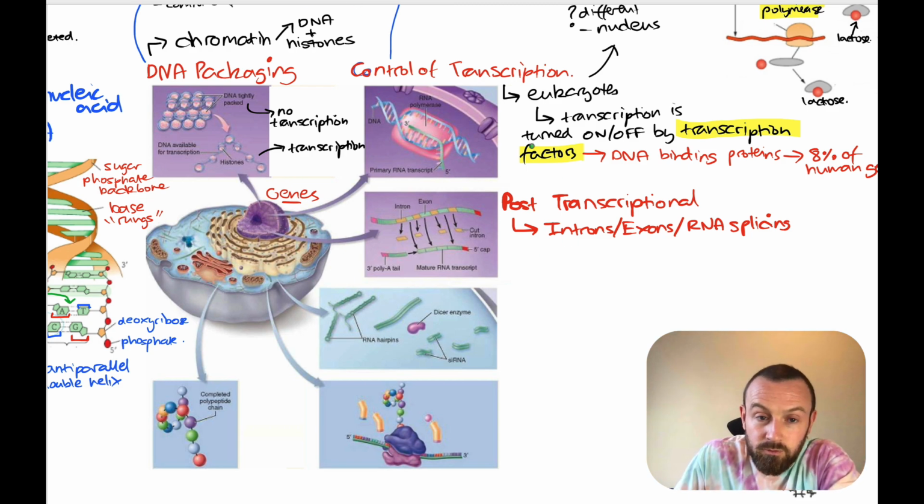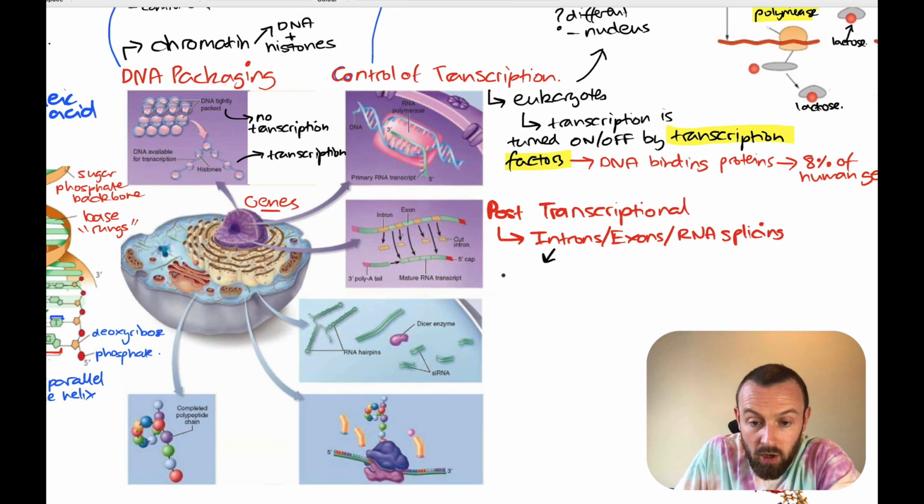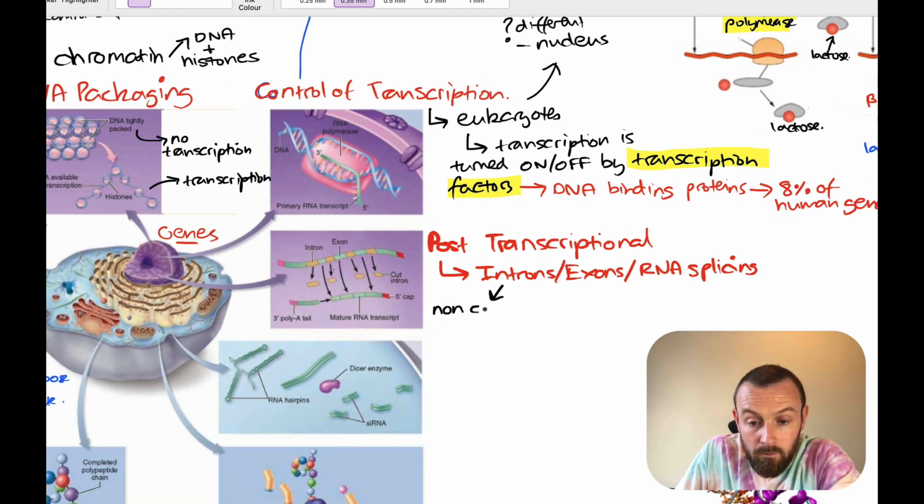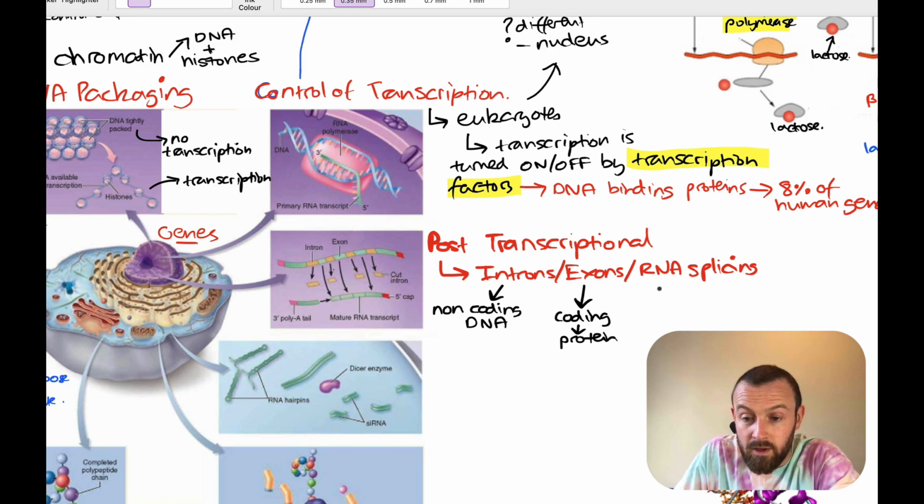Okay, so introns, these are non-coding parts of the DNA. Generally speaking, they are non-coding, which means they do not code for amino acids that end up in the protein. Exons are coding. So they do code for amino acids that end up in the protein. And the splicing is editing out or cutting out the introns.